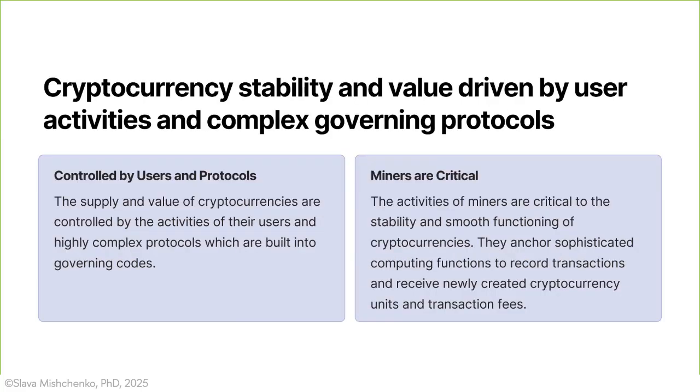Now, let me explain something fascinating about how cryptocurrency value and stability work. It's quite different from traditional currencies, and I think understanding this is crucial for the future in finance. I've observed that the dynamics of cryptocurrency value are uniquely dependent on two key factors, which are user activities and protocol governance. And unlike traditional currencies where central banks control supply and value, cryptocurrencies operate on what I call a programmatic consensus.